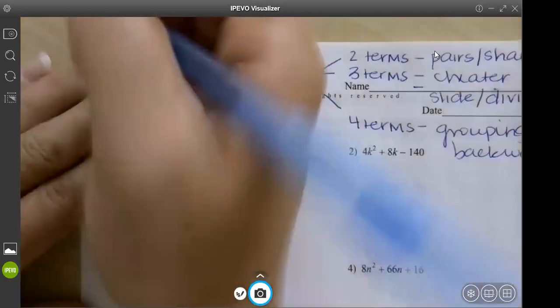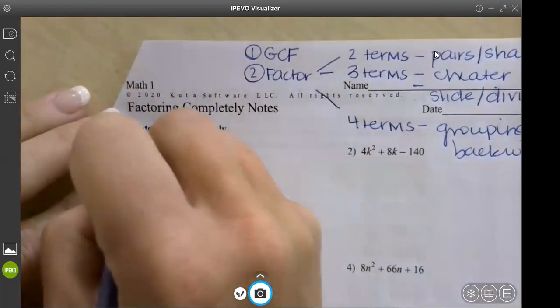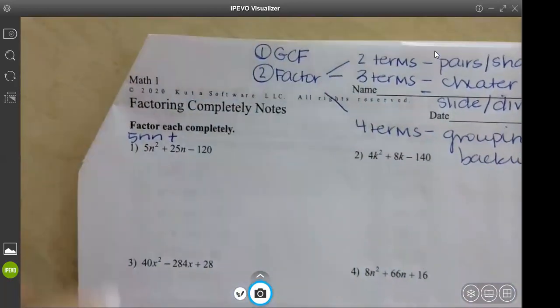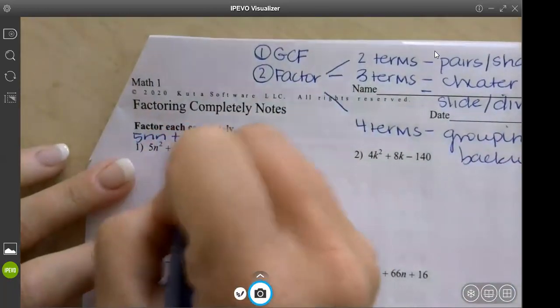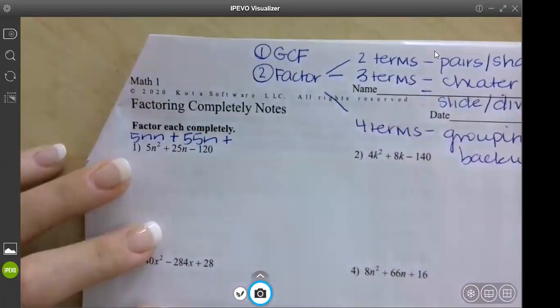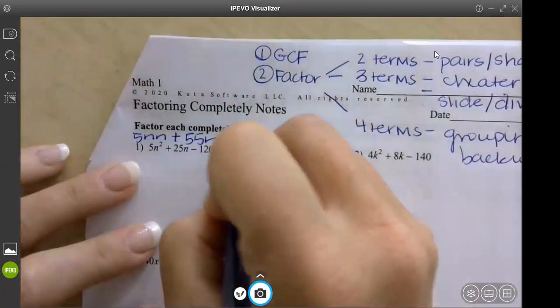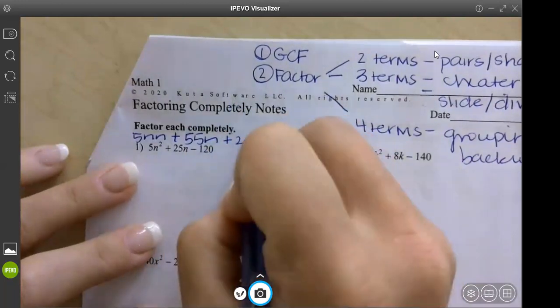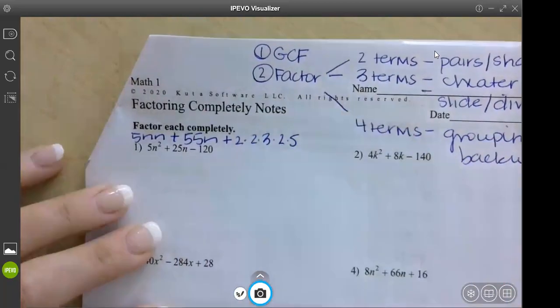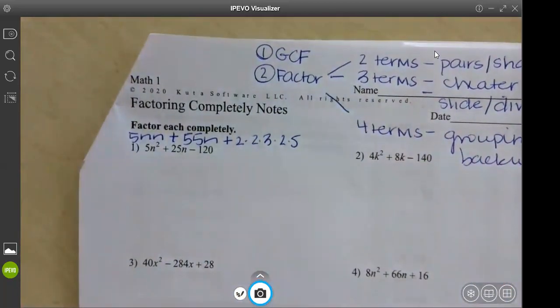The first thing that I always do is break it down at the top. So we have 5 and 2 n's, plus 25 is 5 and 5 and an n. And 120 is 12 times 10. 12 is 2 times 6, which is 2 and 3. And 10 is 2 and 5. You guys know how to break that down. We've been doing that for a couple of days now.